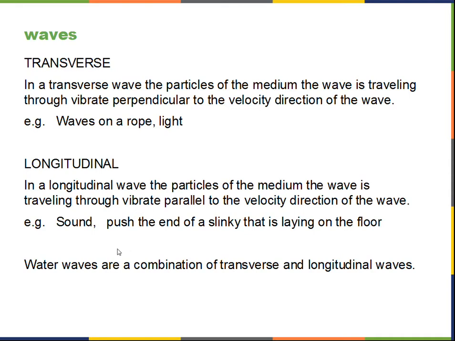If you have a cork on a body of water and a wave comes by, it does go up and down. That's a big part of its motion, but it also goes back and forth a little bit. So it's a combination of transverse and longitudinal waves.